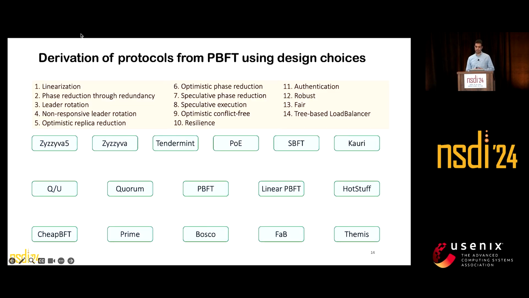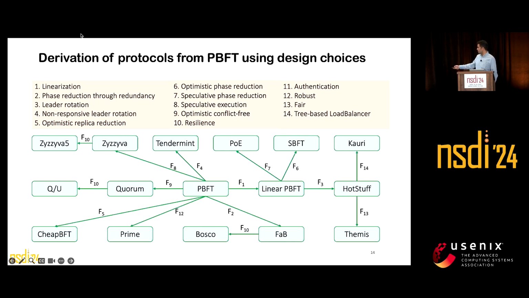So we have all these design choices, and based on these design choices, we can derive one protocol from another. So if we want to get a protocol like Themis, we can go from PBFT using the first function, which is linearization, to get linear PBFT. We can use leader rotation to get HotStuff, and then we can use the fair protocol and get the Themis protocol.